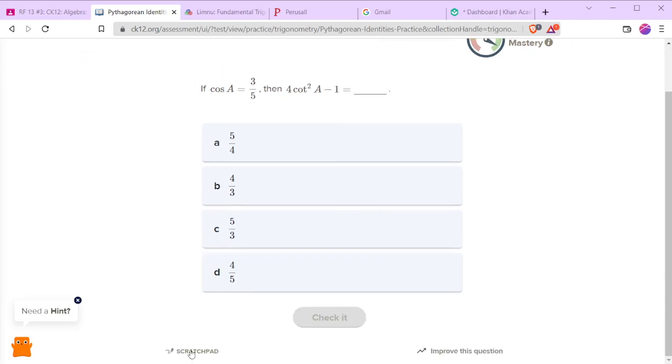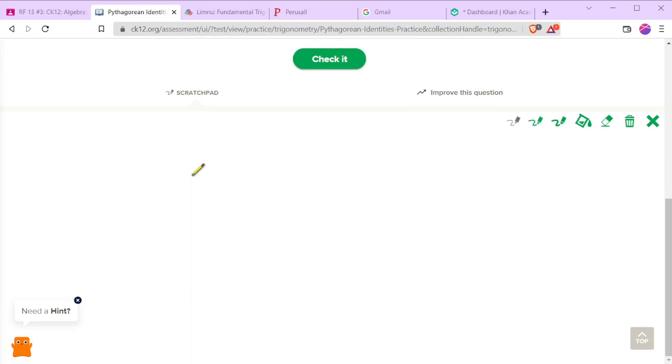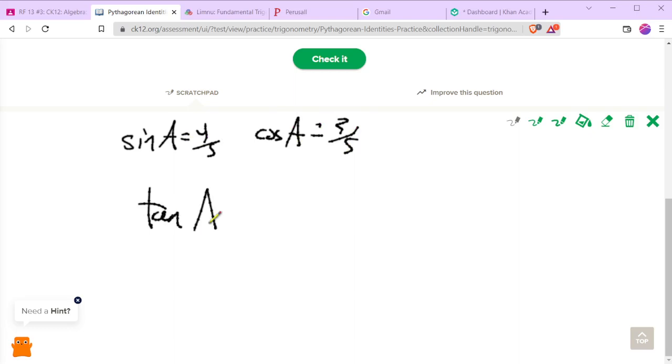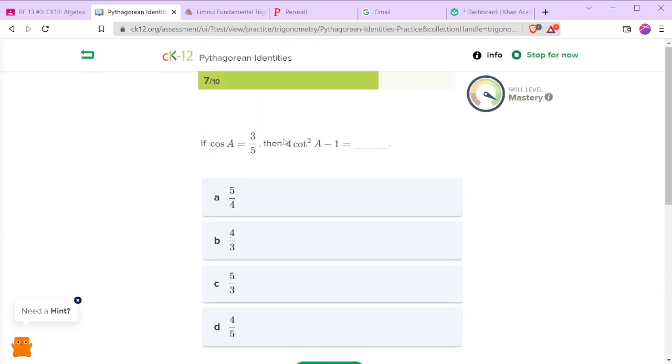Okay, let's go to the scratch pad for this. So if cos A is 3/5, we could also say that sine A is 4/5. So the tan A, well technically this is plus or minus, but then tan A is plus or minus 4 over 3. So cotan A is plus or minus 3 over 4. We don't know whether it's positive or negative, but we have the squared.